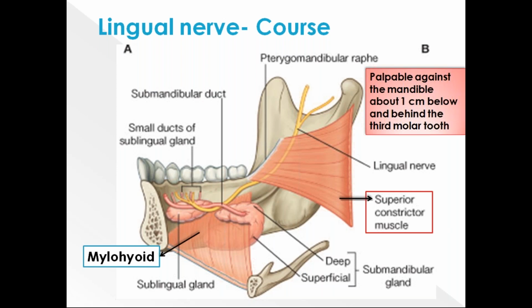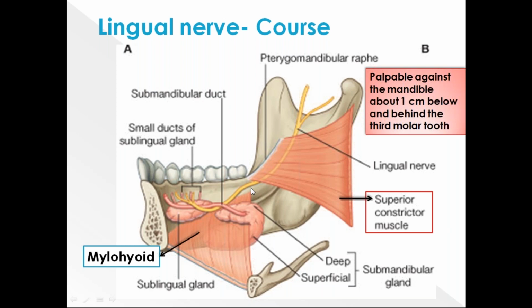Okay, here actually in between these two muscles, in this area it is covered only by the mucous membrane of the mouth, and it can be palpable against the mandible about 1 centimeter below and behind the molar tip. That is the important landmark for the lingual nerve. So the anesthetist usually will anesthetize the lingual nerve here, and while removing the third molar teeth, they should be very careful. They should not injure the lingual nerve.